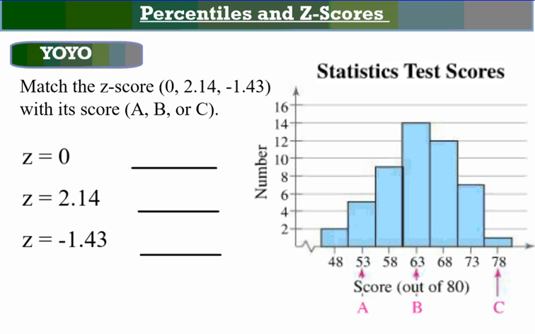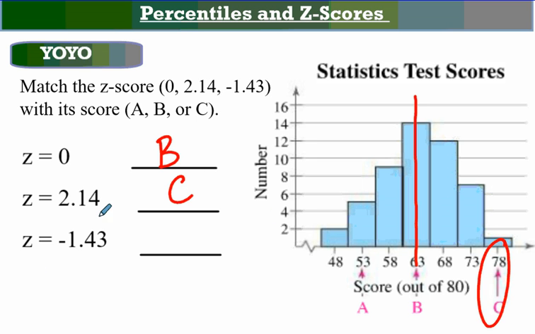Okay, so this is just a basic understanding. Do you understand that z-scores, when they're positive, have to be above the mean, when they're negative, they're below the mean, and when they're 0, they're on the mean? The first one would be the middle. Z equals 0 would be on the mean, and I can see that's going to be right there at 63, so that's B. If you have a positive z-score, it means you're above the mean. That has to be C, and the negative is when you're below the mean, so that has to be A. So B, C, and A.